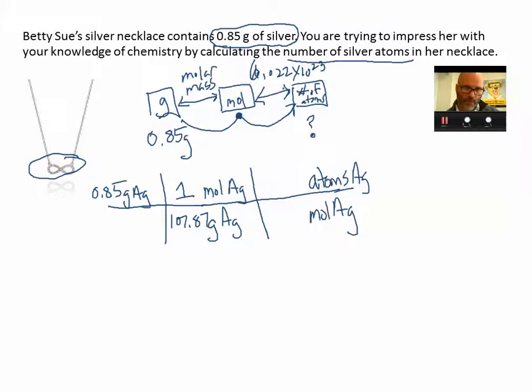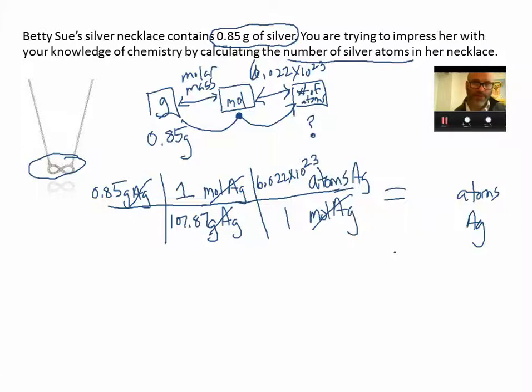When we go from moles to number of atoms, we're going to have to use Avogadro's number. So we know in 1 mole of silver, there is 6.022 times 10 to the 23rd atoms of silver. And look at this: grams of silver cancel out, moles of silver cancels out. What are we left with? We're left with atoms of silver, and that's what we want to impress Betty Sue.